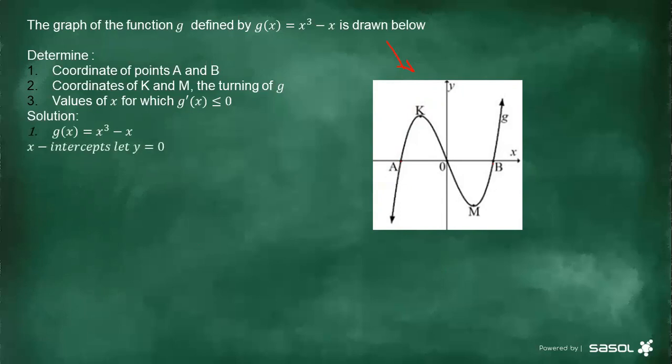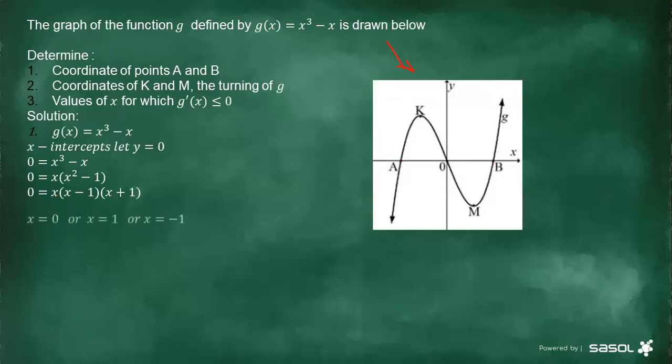X-intercept: let y equal 0. You just put 0 there. And the second step, you are going to take a common factor of x. After doing that, you can see inside the bracket we have a difference of two squares. Then you just factorize that, and it's going to give us x minus 1, x plus 1. Then remember, we still have x outside.